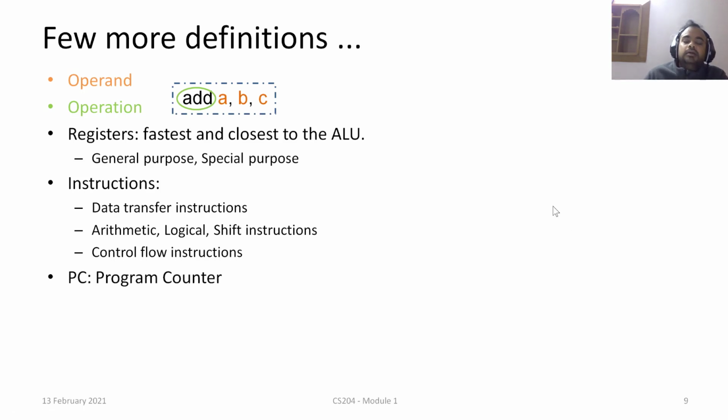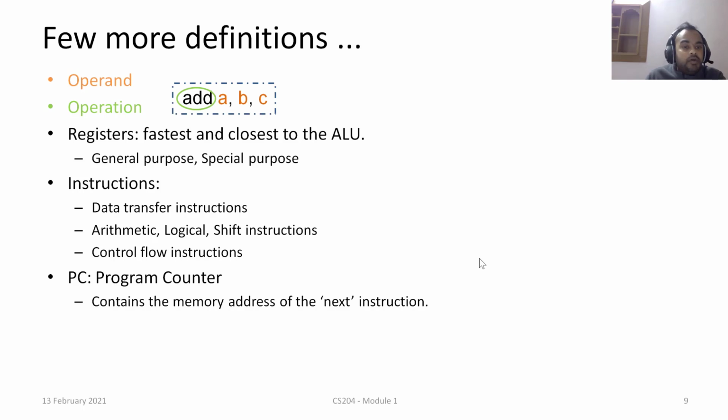Along with the other registers, we also have a program counter. What the program counter contains is the address of the next instruction that we want the control unit to execute.